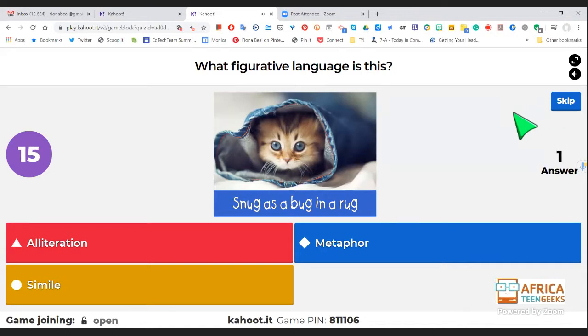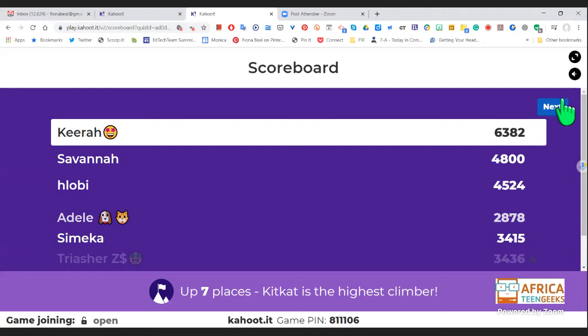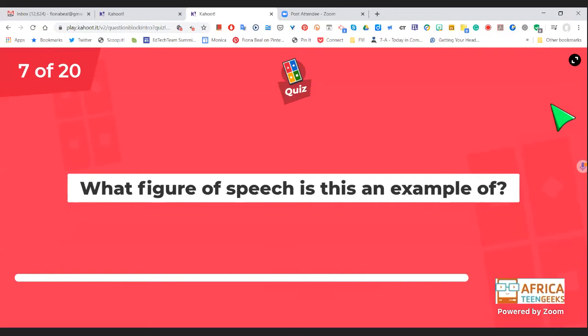Snug as a bug in a rug. Right, good. Did you notice the word as? That word as is always a giveaway of a simile. Well done. And we've got Kira at the top. Okay, well done. And Savannah coming up. Right. What is this one an example of?